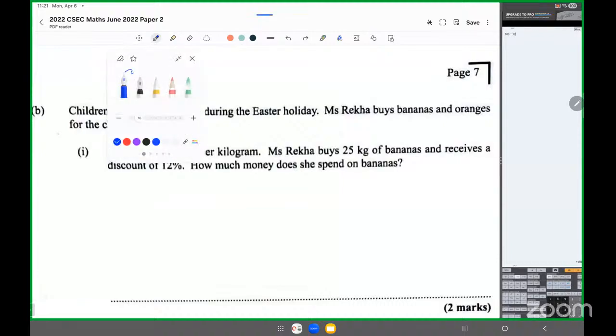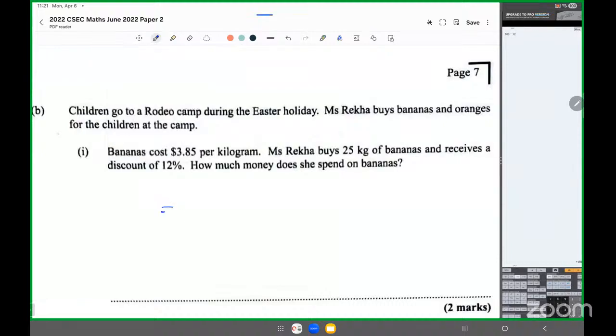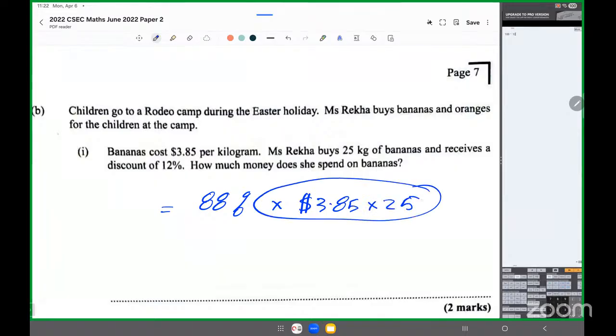So what is she spending? She spends 88% times the banana amount: $3.85 per kilogram multiplied by 25 kilograms. That's the amount of money she would spend, the cost of the banana, but she's only paying 88% of it.